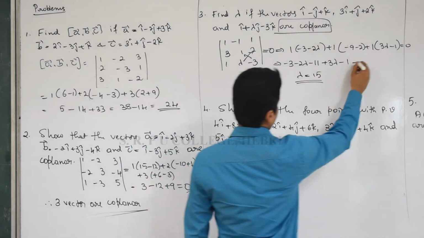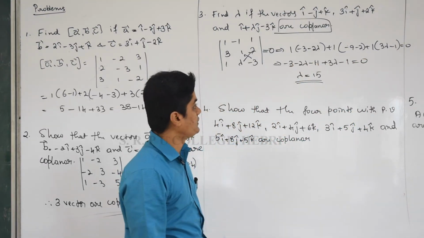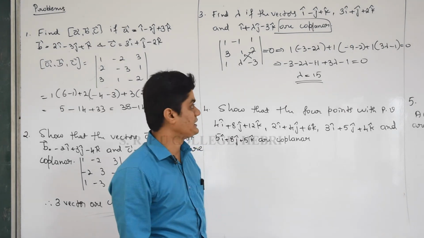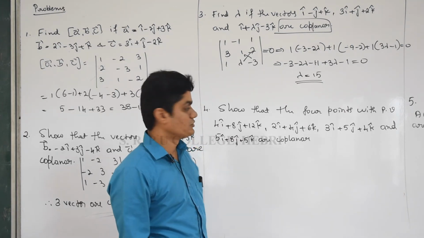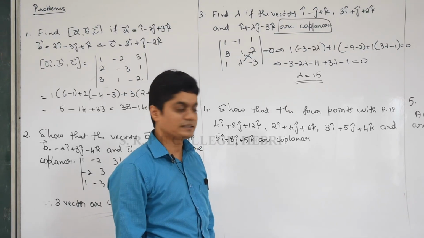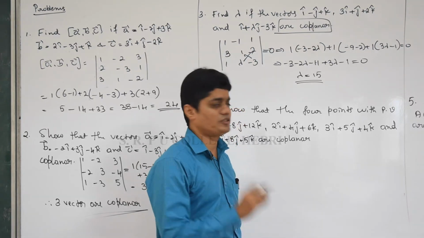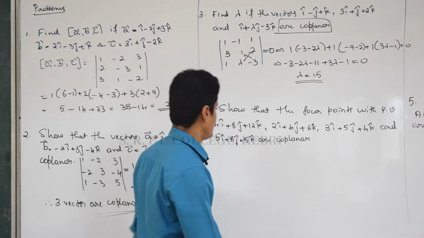Equal to 0 here. So this -1 -3 -11, what does it become? -15 and -2 lambda plus 3 lambda, that is lambda, so lambda is equal to 15. So for this value of lambda, this determinant is equal to 0. Understood? So remember, this is a very simple problem, because all the problems are based on the determinant concept.